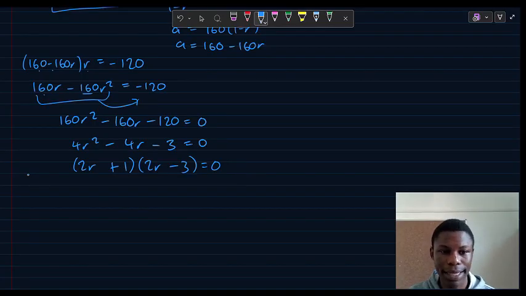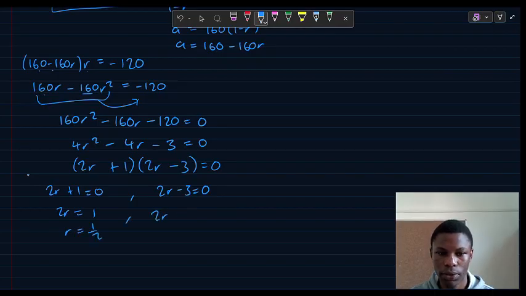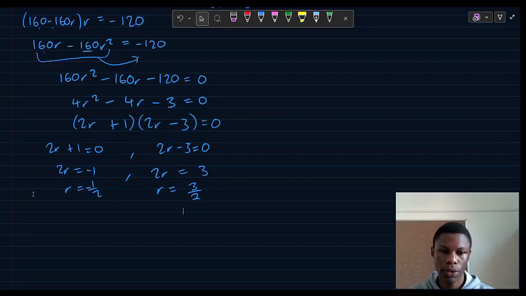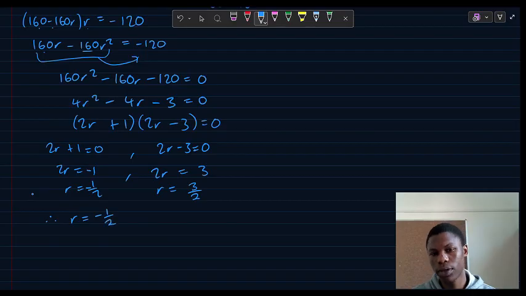So here we get that either 2R plus 1 is 0 or 2R minus 3 is 0. So either R is negative 1 half, or R is 3/2. So here we can conclude that our common ratio should be R is negative 1/2.